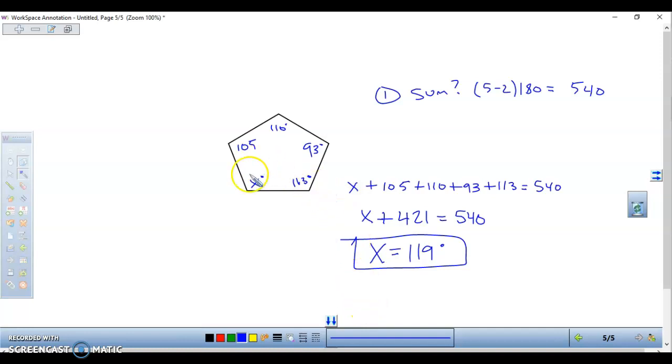Booyah. So when I'm asking you to find an individual angle measure, you've got to find the sum first.